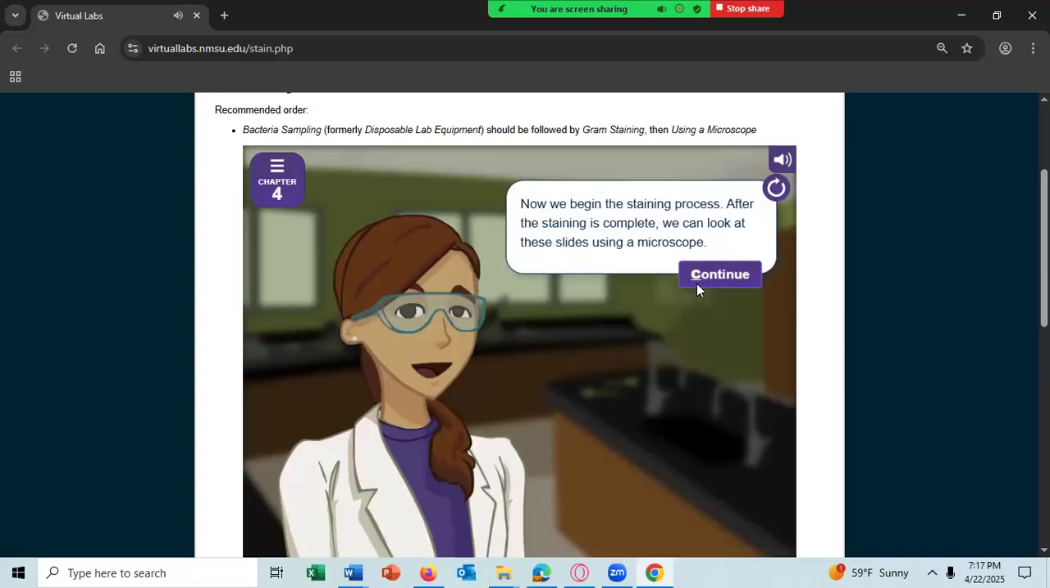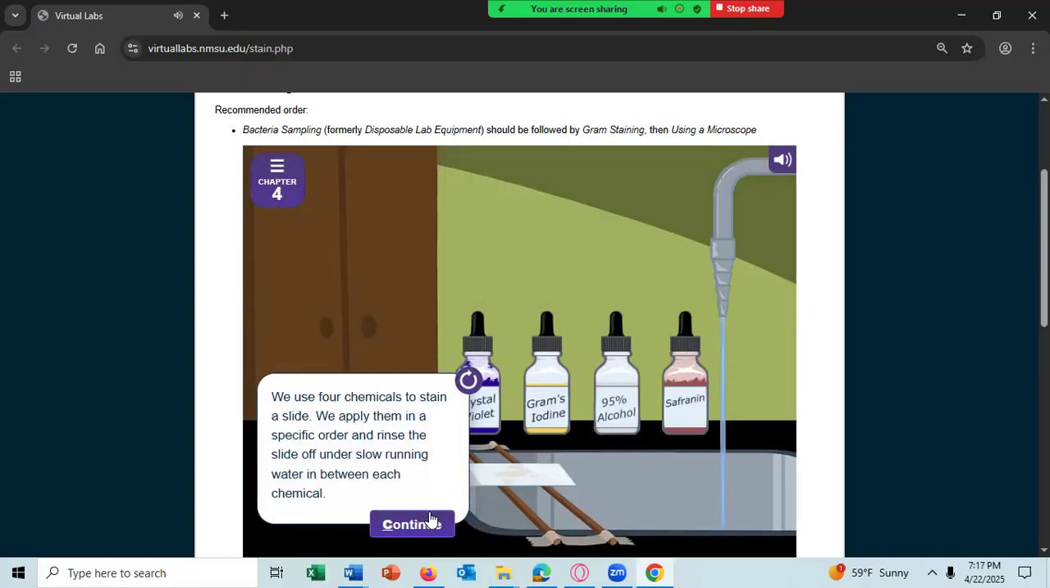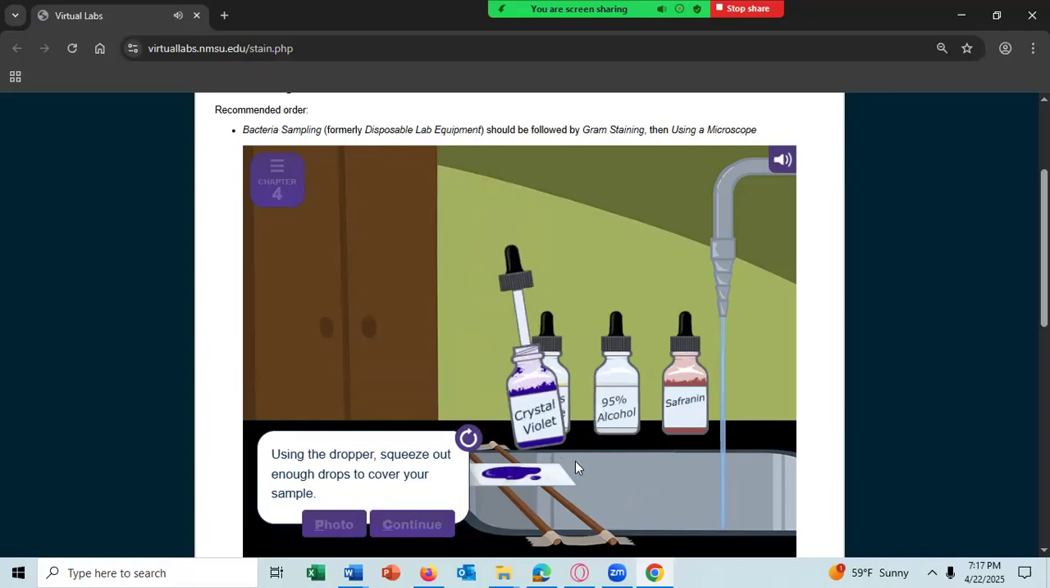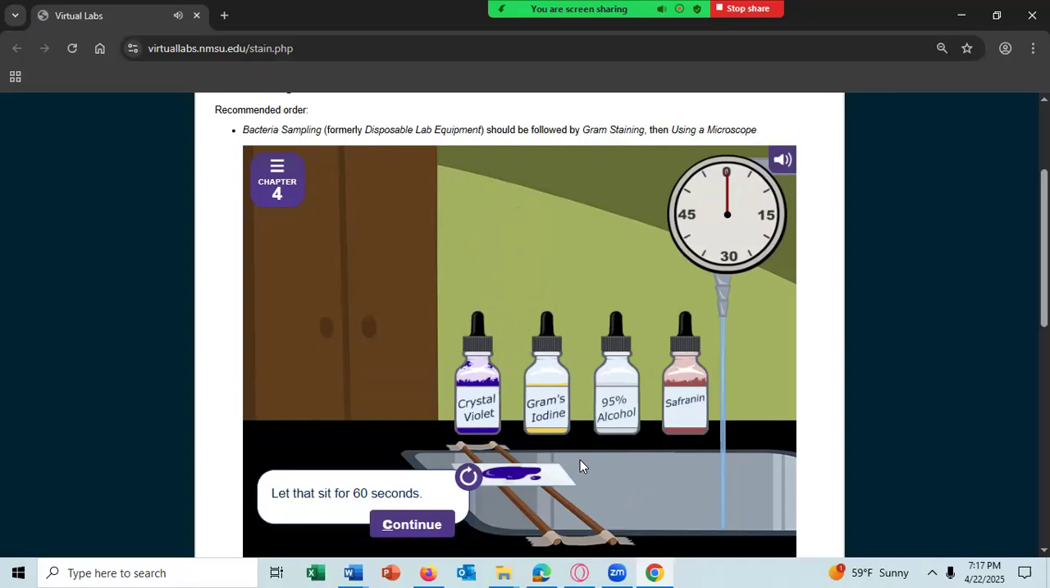Now we begin the staining process. We use 4 chemicals to stain a slide. Here's the gram stain. We apply them in a specific order and rinse the slide off under slow running water in between each chemical. The first is crystal violet. This is our purple stain, which will indicate gram-positive bacteria. Using the dropper, squeeze out enough drops to cover your sample. Let that sit for 60 seconds.